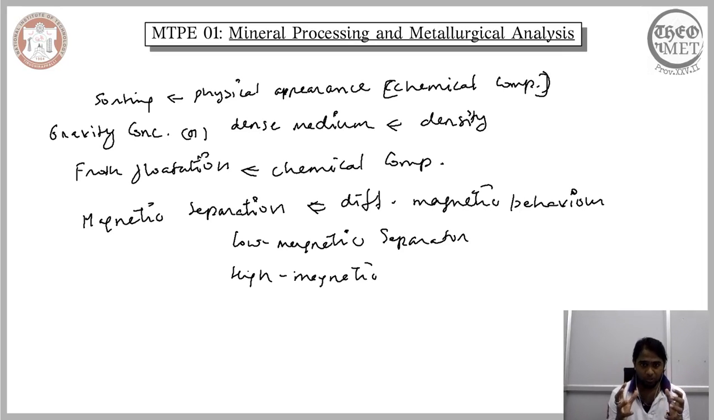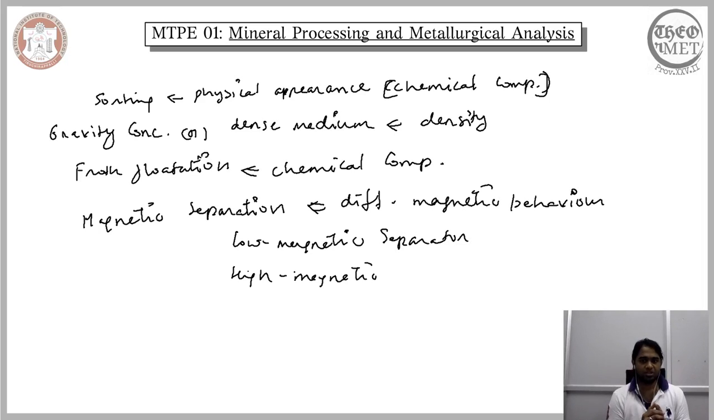And once we are sure about the magnetic response rendered by the gangue and the mineral, then we have to understand the degree of response, whether the particle is highly magnetic or not that magnetic. Once this distinction is made, we have to choose our separators.